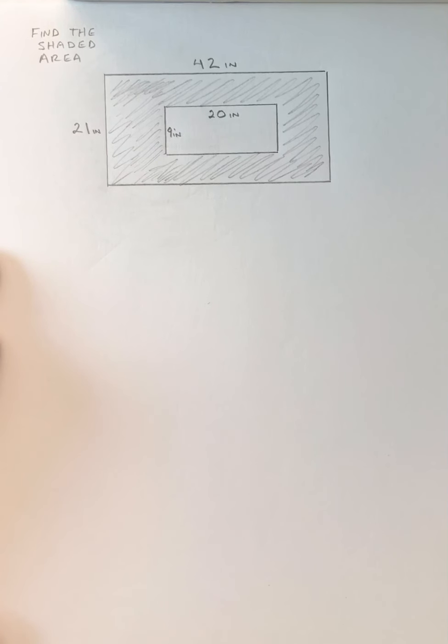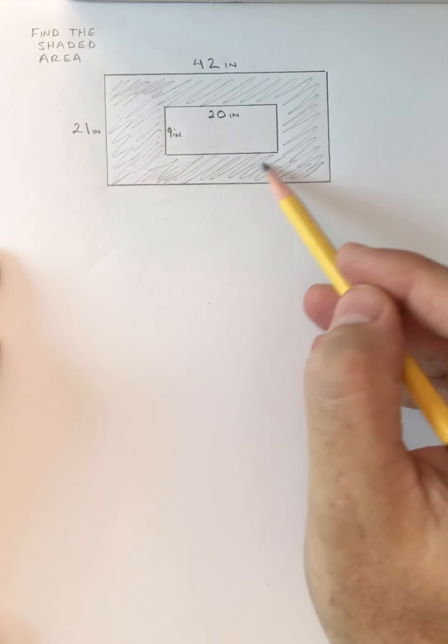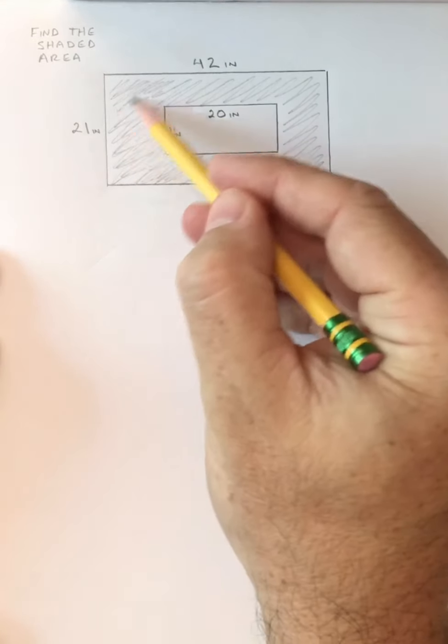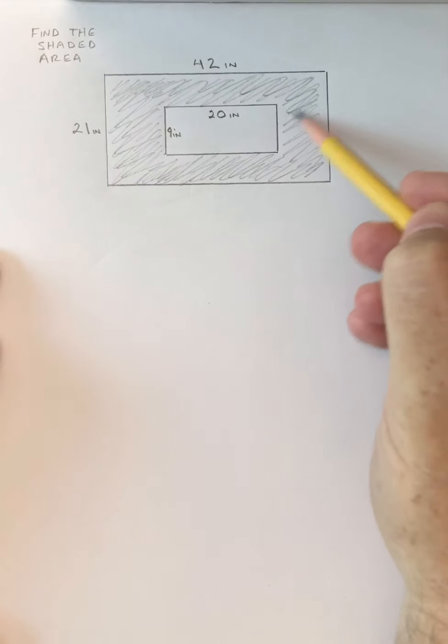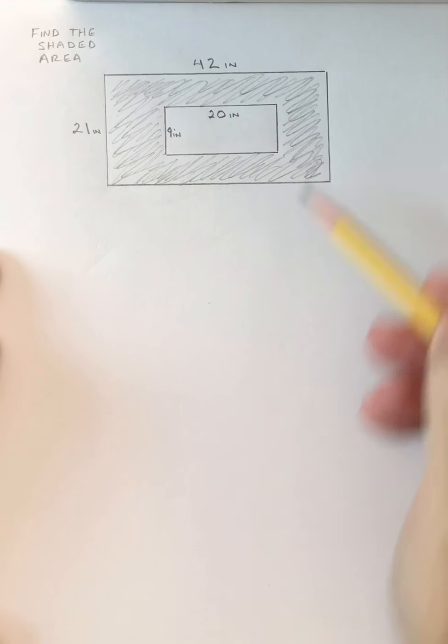We're going to continue to look at some composite figures. In other words, combinations of shapes or figures that we have formulas for. In this problem we are finding the shaded area. Sometimes this is described as the area between two figures, in this case the area between two rectangles.